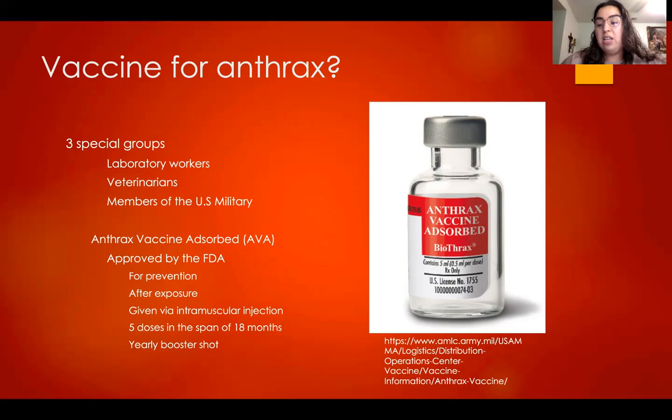The vaccine is made from cell-free filtrates of an avirulent, non-encapsulated strain of Bacillus anthracis. No dead or live bacteria are in the vaccine. The effectiveness of the vaccine is 93% protection from anthrax. And if the series is completed with yearly booster shots, a person will be protected.